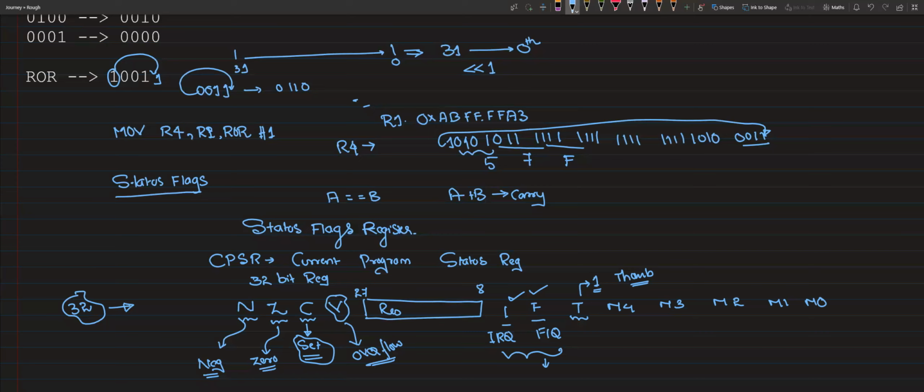And M for these bits, right? We have various operating modes of the CPU. So this sets the operating mode of the CPU. Clear?